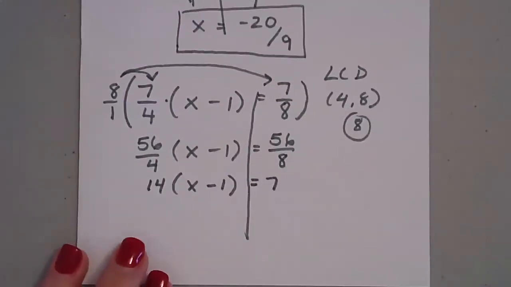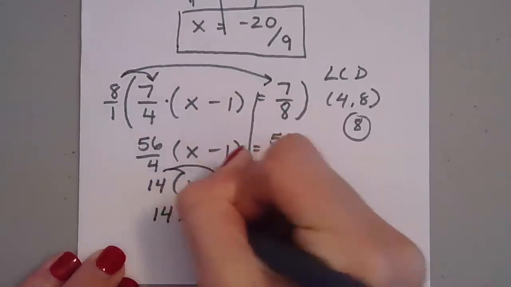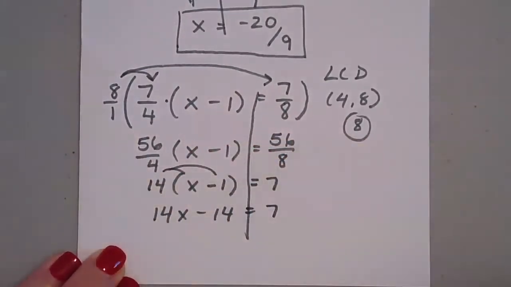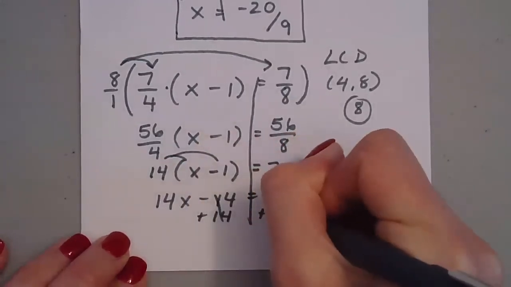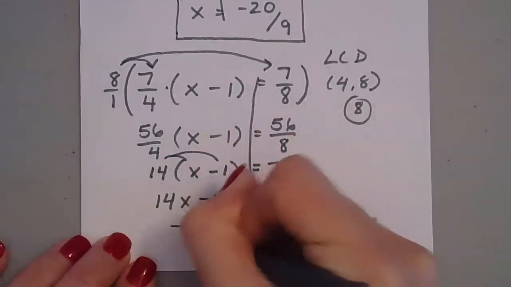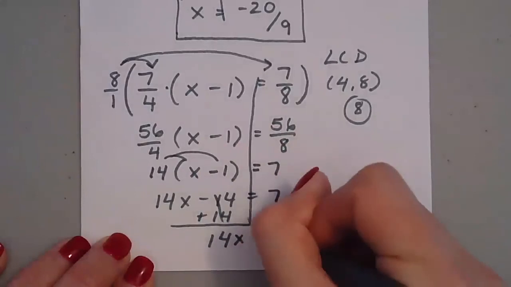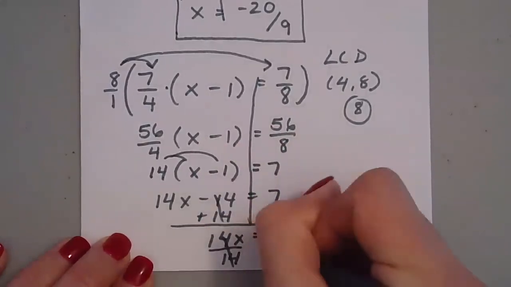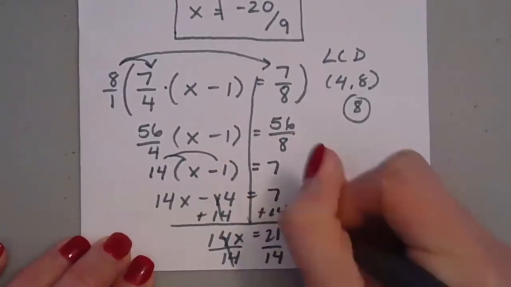Now I can simply distribute the 14. Move all my constants to the right side. Divide on both sides and leave my answer as a fraction if that applies.